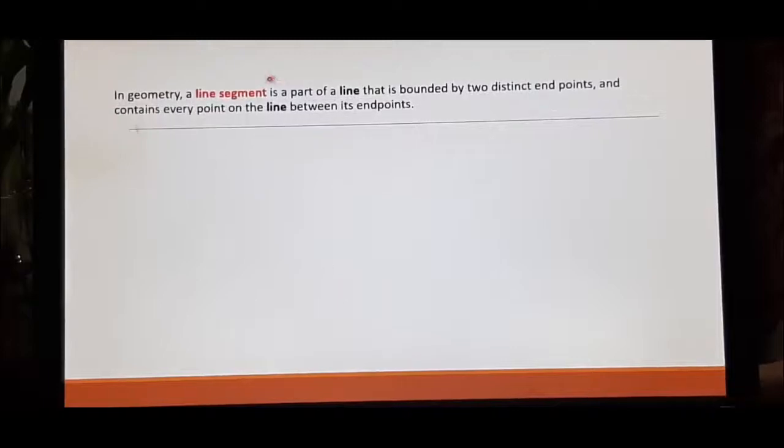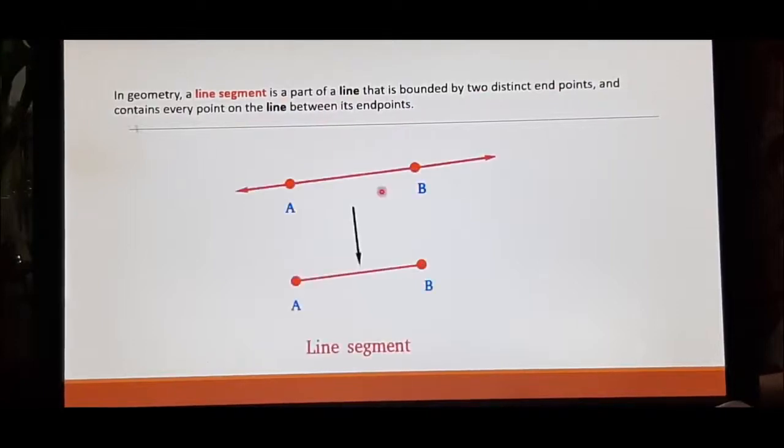Next one is line segment. See, a line segment is a part of a line that is bounded by 2 distinct endpoints and contains every point on the line between its endpoints. So basically a line segment is a part of a line. See, this is a line. This complete one, it's a line. You can see these arrows, they are representing that this has no endpoints, but the part of the line, see A and B, AB, it has endpoints. So a part of the line is a line segment and it is represented in this way. This one and this are the 2 endpoints of this line segment.